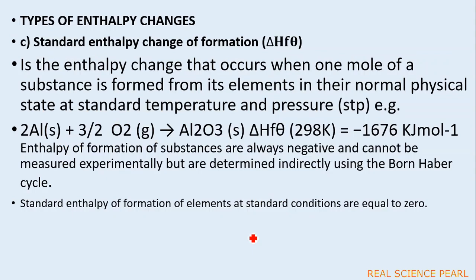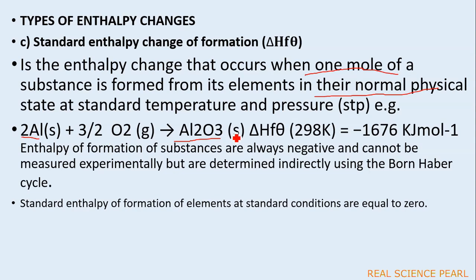The standard enthalpy change of formation says that the enthalpy change that occurs when one mole of a substance is formed from its elements in their normal physical state at standard temperature and pressure. What we are trying to mean, in their normal physical state, in case it is carbon, it should be carbon in form of graphite, not diamond. Then in case it is oxygen, it will be in form of oxygen O2, not oxygen ozone O3. So it means we shall always strictly form 1 mole of the product, then we shall balance the reactants the way we want.